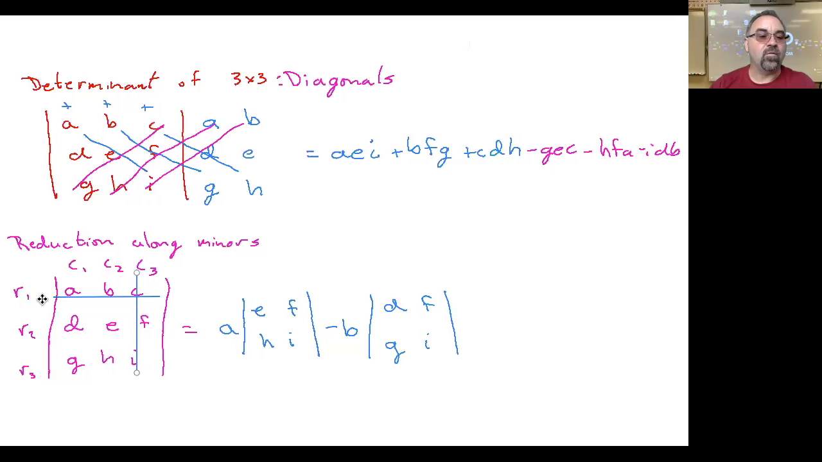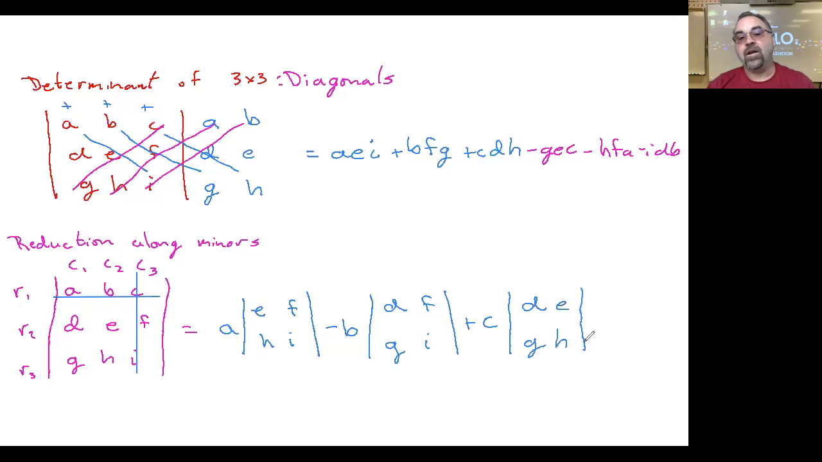Okay, well, C is in row 1, column 3. That's even, right? 1 plus 3. So I know it's going to be a positive C, and you can look over at the matrix and you get the minor for C is D, E, G, and H.